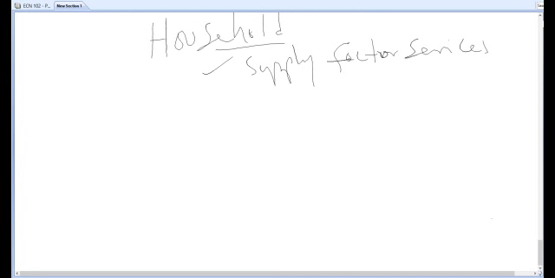So the firm is a unit of production. So production takes place in the firm, while the household supplies the factor services needed for production. Why does the household supply factor services for production?